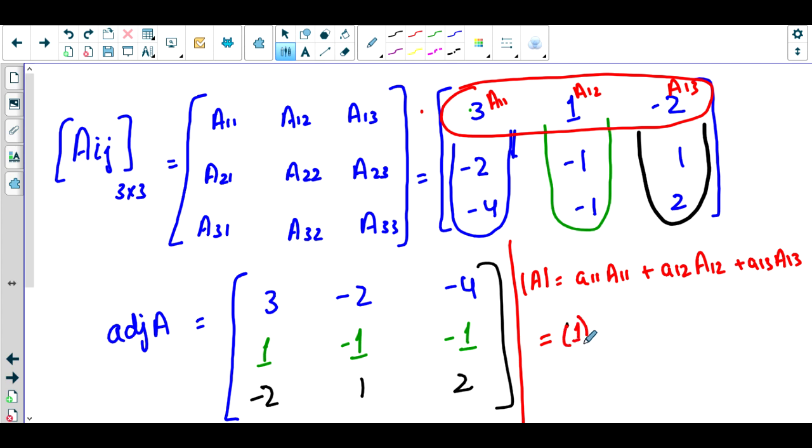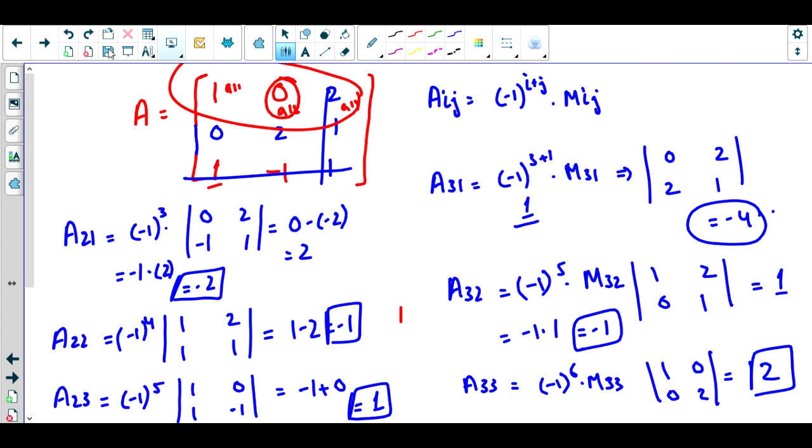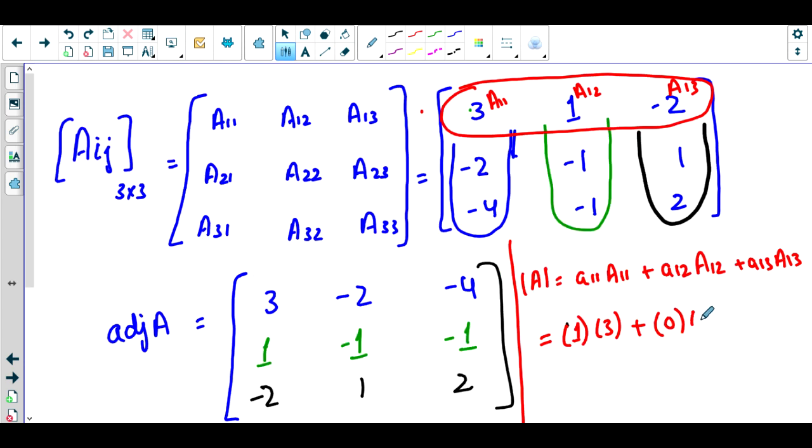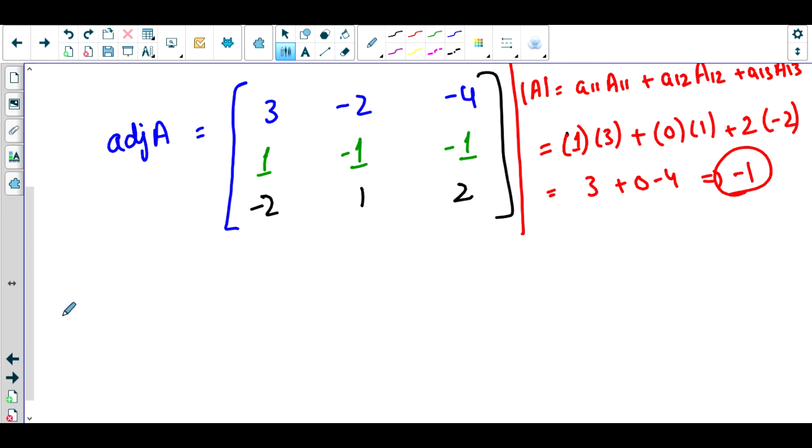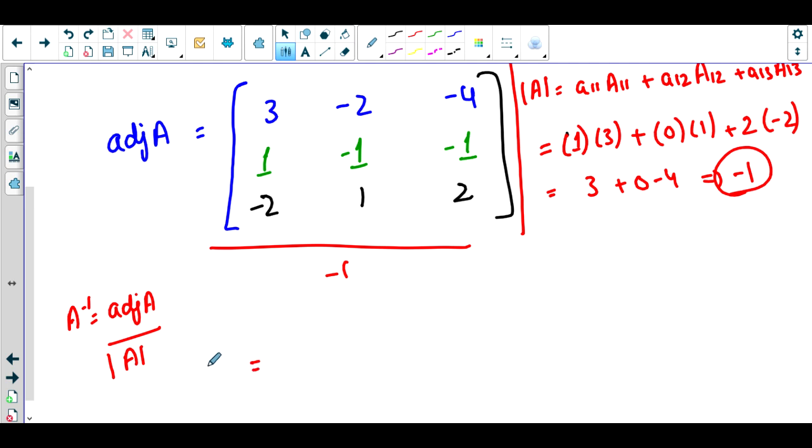So we have 1 into A11 is 3, so we will put here 3 plus 0 into the cofactor 1, and plus the third value is 2 into minus 2, the cofactor, so we have 3 plus 0 minus 4, so the answer is minus 1. This is our mod. Now we have the adjoint, we have the mod, so what will be the inverse? A inverse is adjoint of A over A mod.